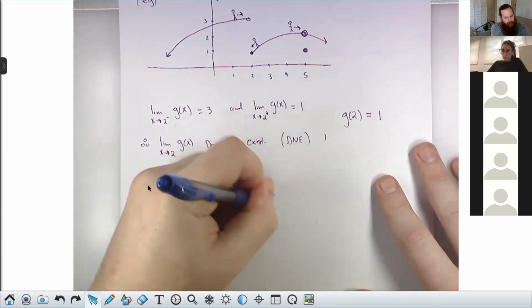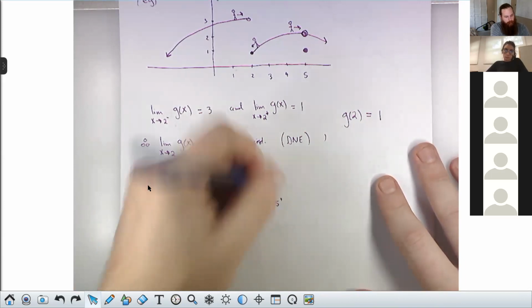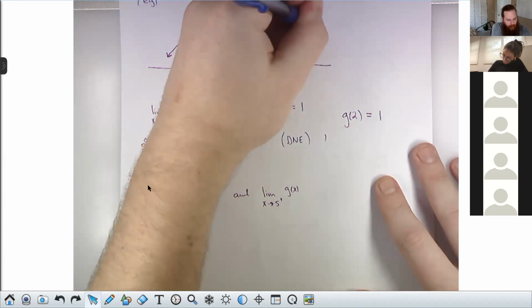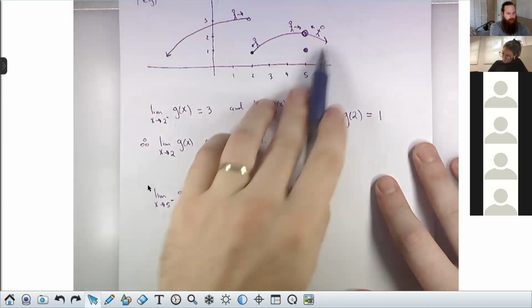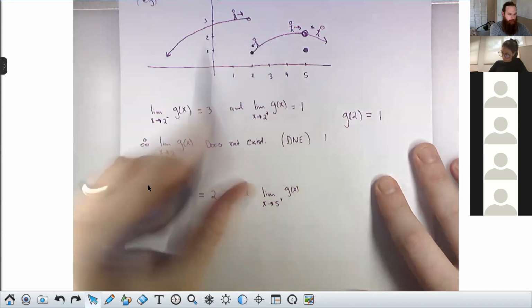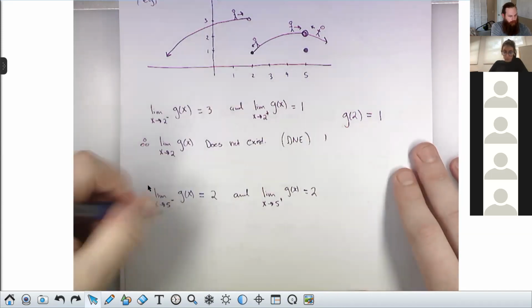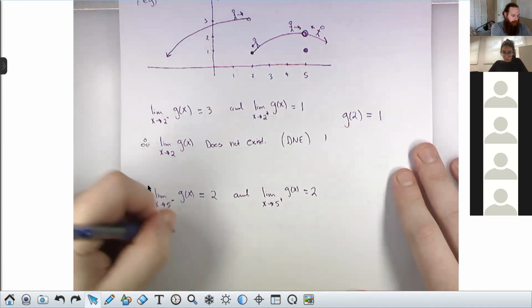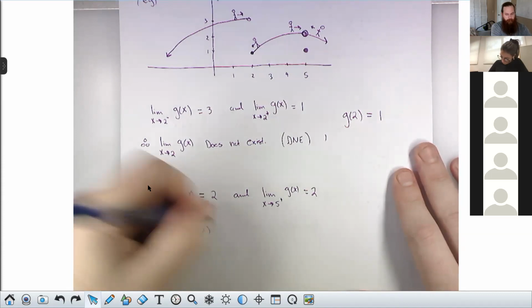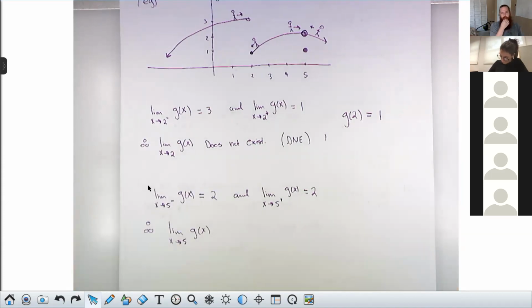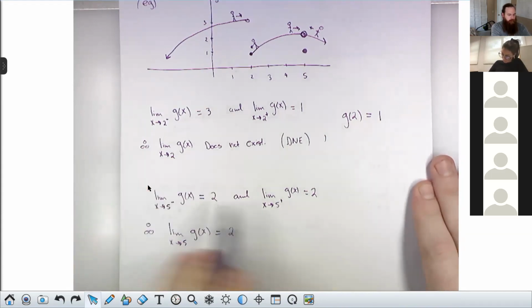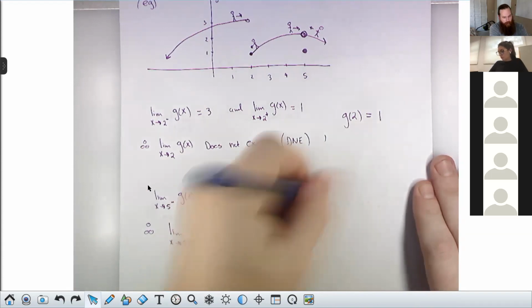And if I were to approach 5 from the right, the same thing would happen. Still stuck to this graph, so as I get closer and closer, my y values are definitely still approaching 2. Therefore, the limit as x approaches 5 of g of x, does it exist or no? Yes, it exists, and it's equal to 2, because that's the shared value of the right and left limits.